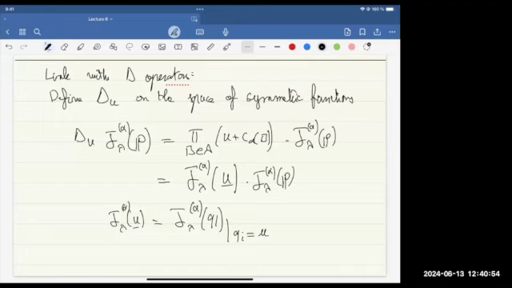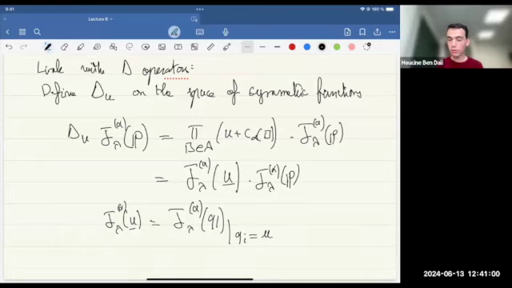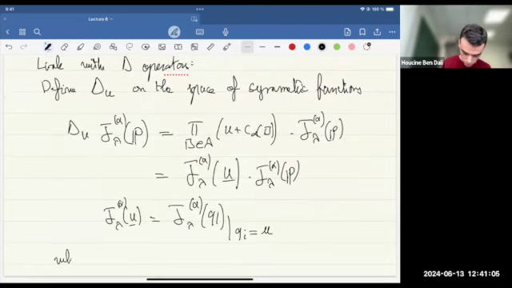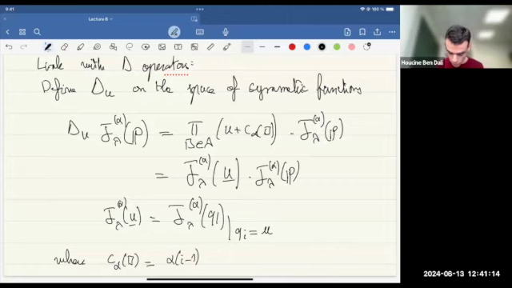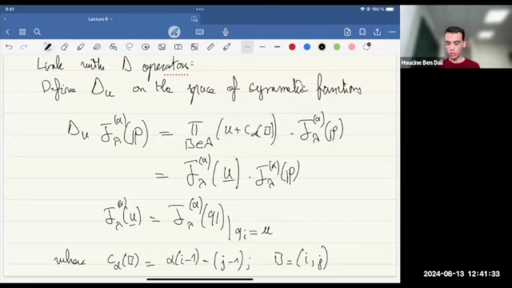Sorry, I missed something. What is C alpha? C alpha is the alpha content of the box. I hope that I'm not mistaking the conventions, but we take alpha times (i of the box minus 1) minus (j minus 1), where the box has coordinates i and j. So i is the horizontal coordinate and j is the vertical coordinate.